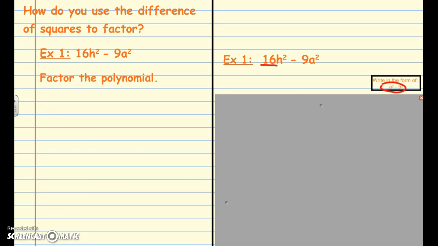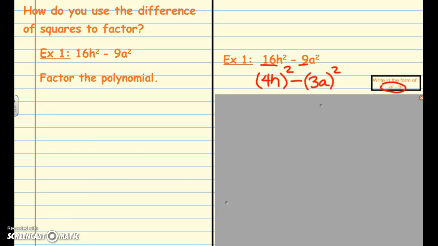First of all, 16 is a perfect square, and so is h squared. And so we know that (4h) quantity squared minus 9 is also a perfect square, and so is a squared. 3 times 3 gives us 9. A times a gives us a squared.